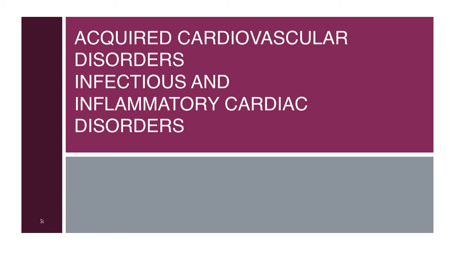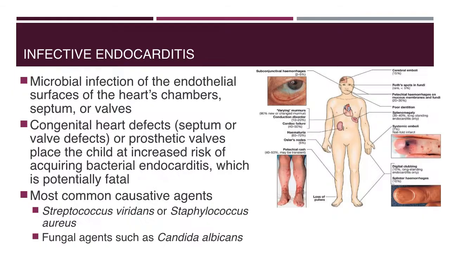So let's talk about some of these acquired cardiovascular disorders, some of the infections and inflammatory disorders. Infective endocarditis is a microbial infection of the endothelial surfaces of the heart's chambers, the septum, or the valves. Congenital heart defects of the septum or the valves, or if a prosthetic valve has been put in, increases the child's risk of acquiring bacterial endocarditis, which is potentially fatal.